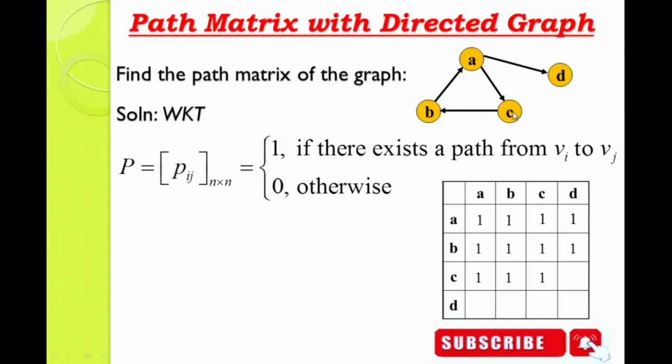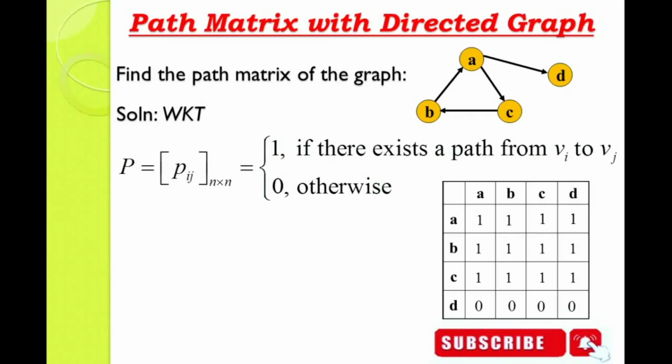C to D, yes, the path is there: C, B, A, D. There is no path from D to A, so we assign the value 0. D to B also 0, D to C also 0, D to D also 0. Why? Because there is no edge from the starting vertex D to any of the vertices.